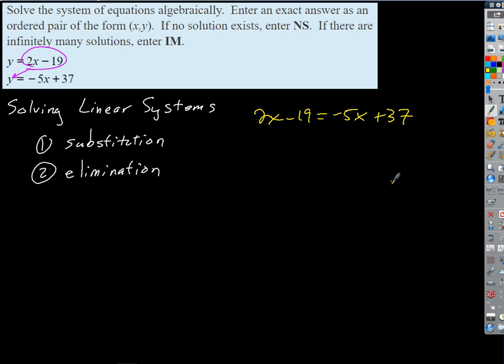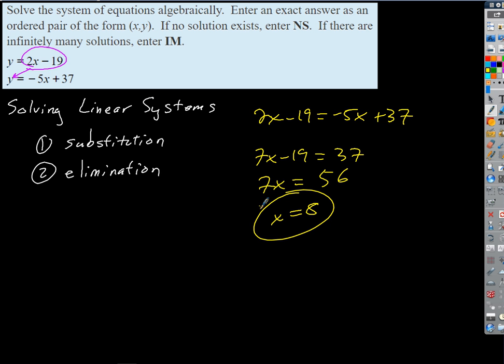Yeah, so add 5x to both sides, right? So that's going to give me 7x minus 19 equals 37. Add 19, divide by 7, right? And I get 7x equals, what's it be, 56? If I divide by 7, what do I get? 8. X equals 8. And now what would I do?